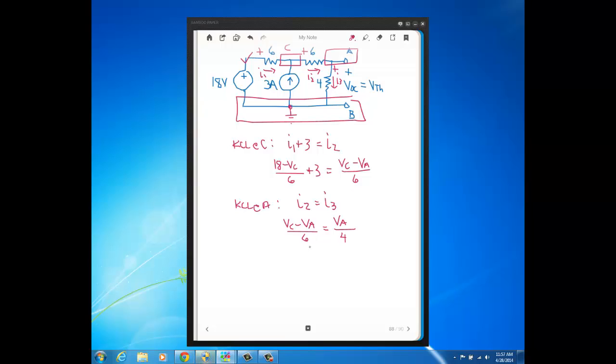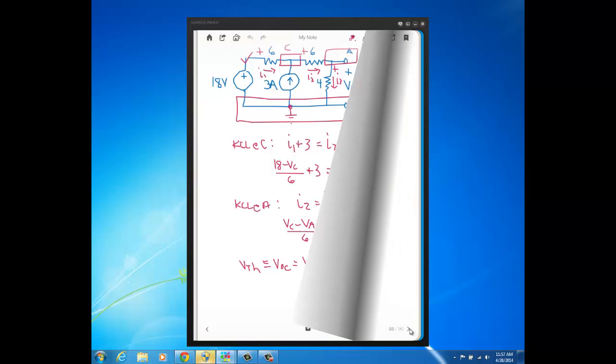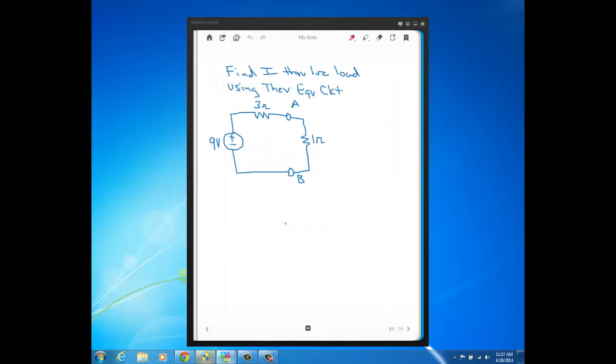When I solved for VA, I got an answer of 9 volts. So VA is the open circuit voltage, and by definition, that's the Thevenin voltage. So we have our equivalent circuit values for our Thevenin equivalent. Here they are: V Thevenin is 9 volts, and earlier we got R Thevenin of 3 ohms.